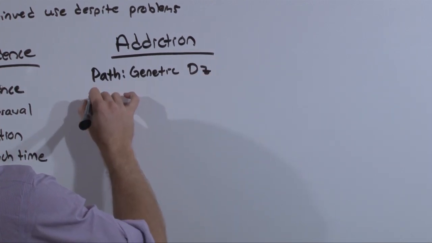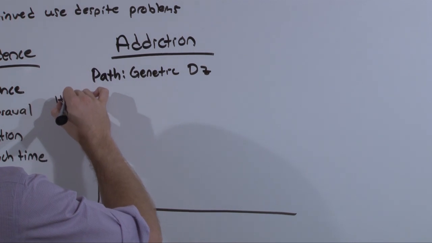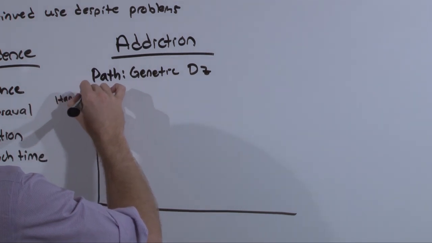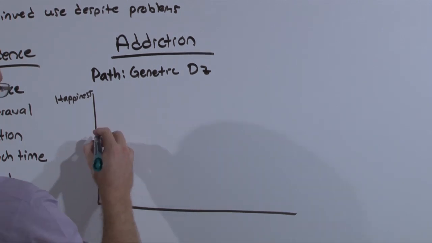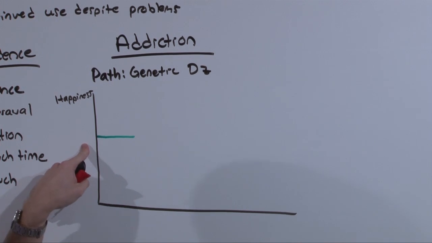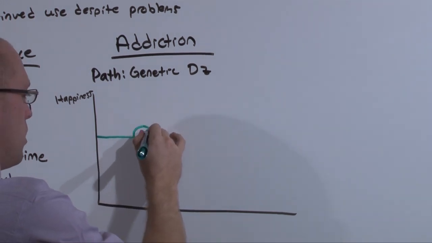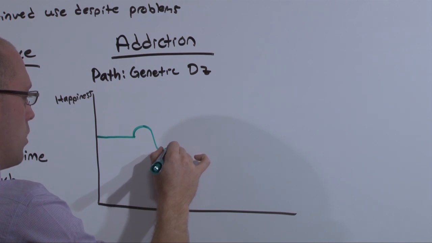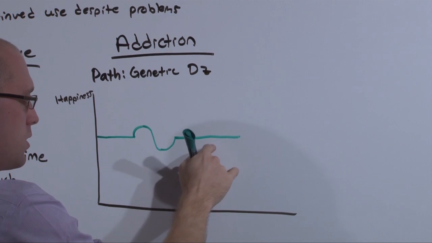This is how it works. This is, say, happiness. When a normal person goes through life, they're generally neither happy nor sad. They're sort of neutral in the middle. And then they'll party, have a good time on Saturday night, wake up on Sunday morning hungover, and then get back to living their normal life. And they kind of stay there in the middle.